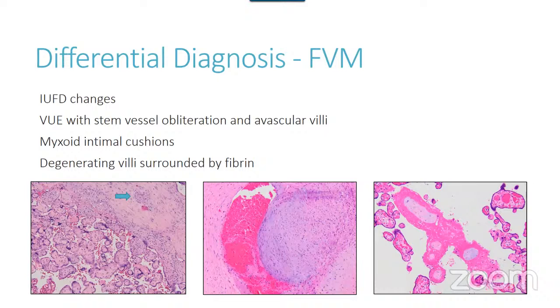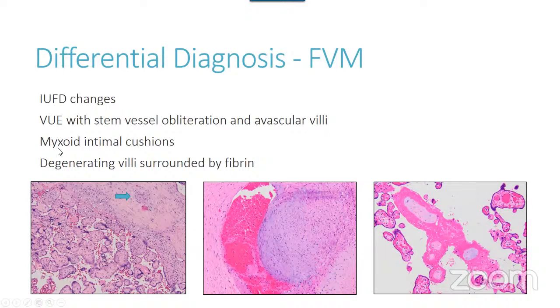Another thing that you might see is VUE, or villitis of unknown etiology, where the inflammation can actually extend into the stem villi and affect and obliterate the stem vessels like you're seeing here. And again, anytime you have obliteration of a vessel, downstream you'll have the same effect, where you get avascular villi. But this is not FVM. This is actually that other category of chronic villitis, or VUE. And the way we can make that distinction is that you see the associated chronic inflammation and chronic villitis associated with that focus. So you know this is not due to a primary vascular problem. This is a primary inflammatory problem.